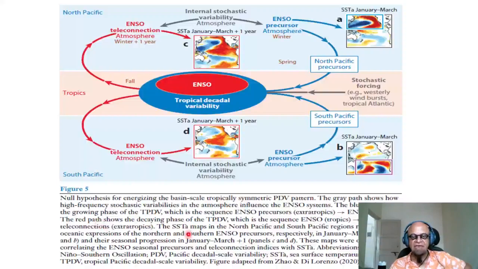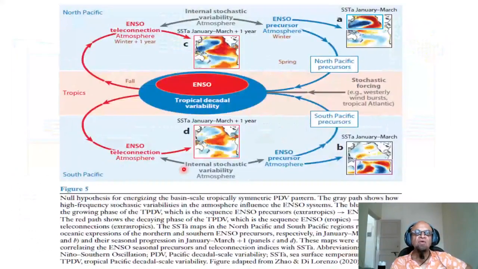The red path shows the decaying phase of the TPDV, which is the sequence of ENSO in the tropics to ENSO teleconnections to the extratropics. The SSTA map shows the North Pacific and South Pacific regions representing the oceanic expressions of the northern and southern ENSO precursors, respectively, in January to March in panel A and B, and their seasonal progression in January to March +1, depending on the years. These maps were obtained by correlating, so there are some statistical details.